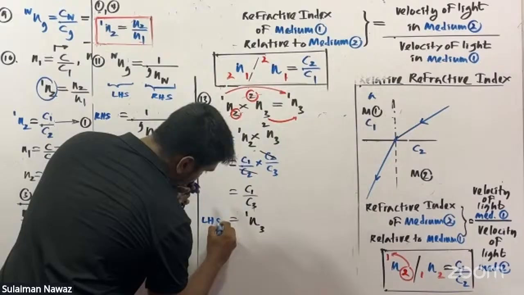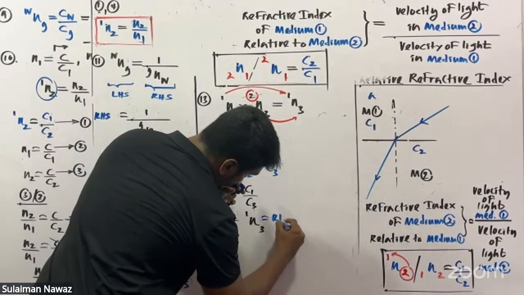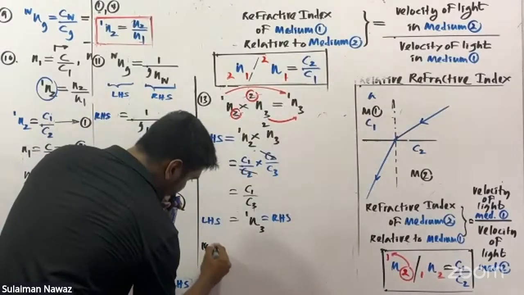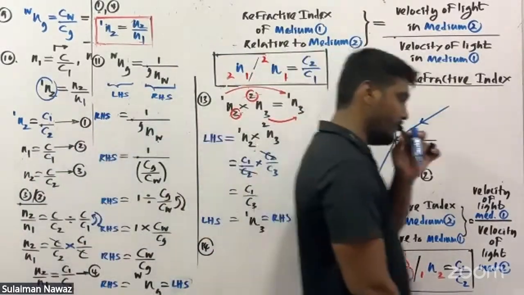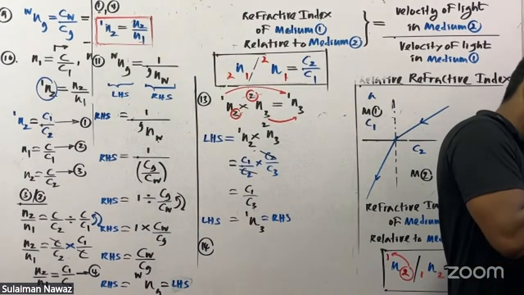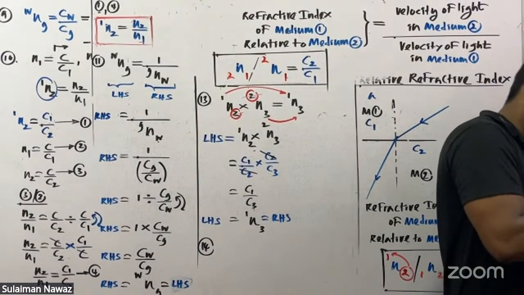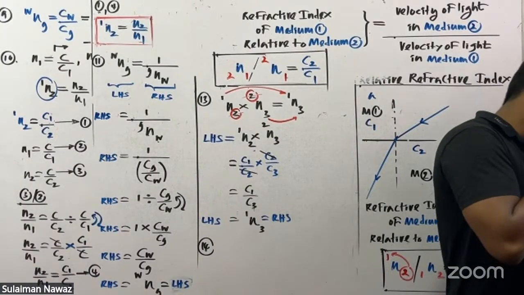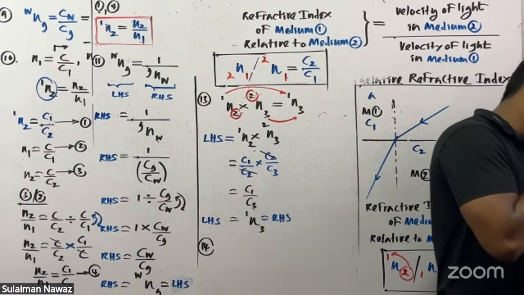The last one, question 14. Finish 14 also. The refractive indices of water and glass. Now when they tell just refractive indices, they are the absolute refractive indices of water and glass, 4 over 3 and 3 over 2 respectively. Find the refractive index of glass relative to water.